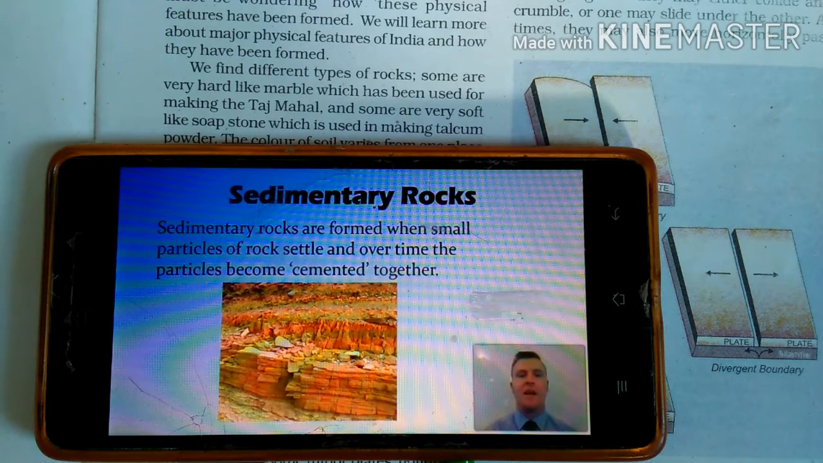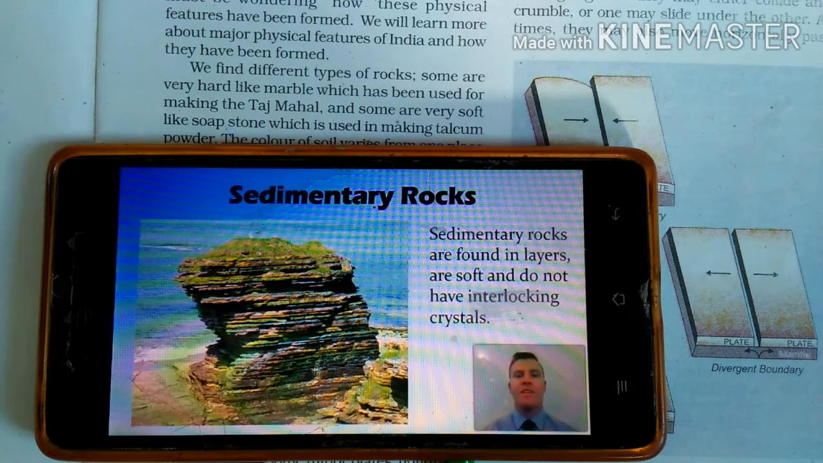Sedimentary rocks, on the other hand, are formed when small particles of rocks or sediment settle over time, and we call this deposition, and the particles become cemented together. So basically, they're sitting there in layers, and over many, many years, those rocks start to stick together, and we call this cementation. For this reason, sedimentary rocks are found in layers. So they'll have a layer that's come from one place through erosion, and then maybe the waterways change, and you get erosion bringing the sediments from another place into the same lake.